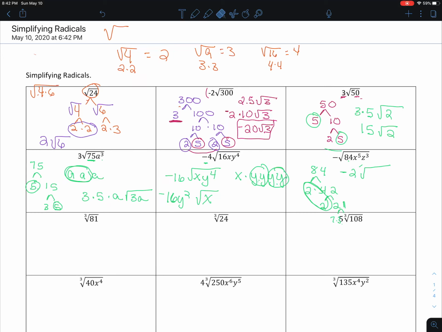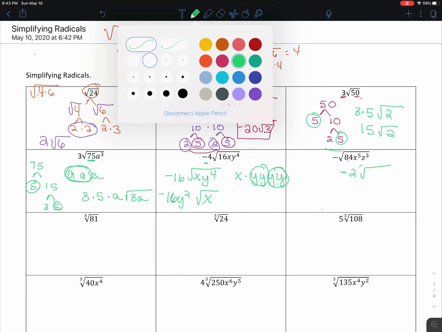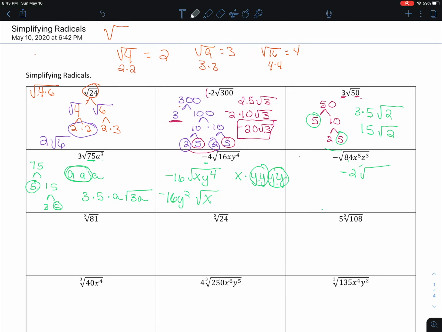Let me do that again, because it's kind of hard to see what I wrote there. Let me get a different color as well. Let's go to black. All right, so we have 84, and then we did 2 and 42. And then we had 2 and 21, and then we had 7 and 3. And so the 2's came out, so that 2 came out, and the 3 and the 7 stayed home and multiplied, so that became 21.